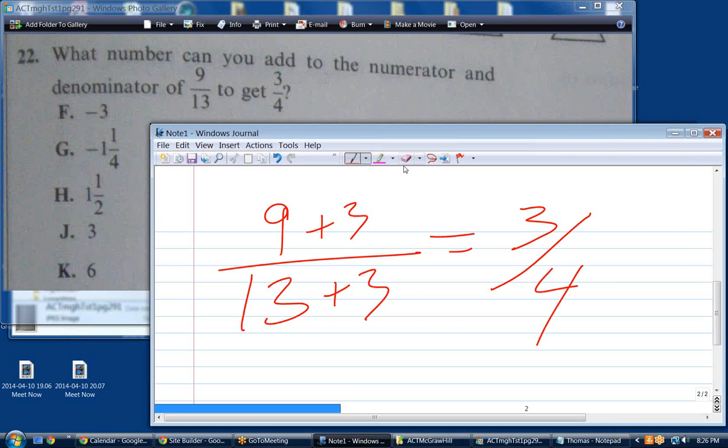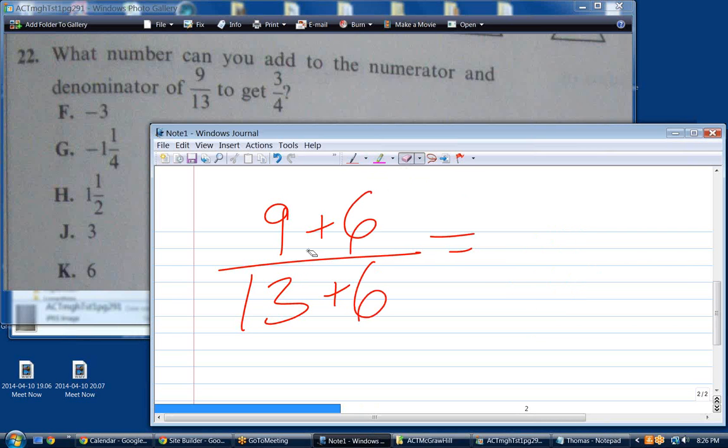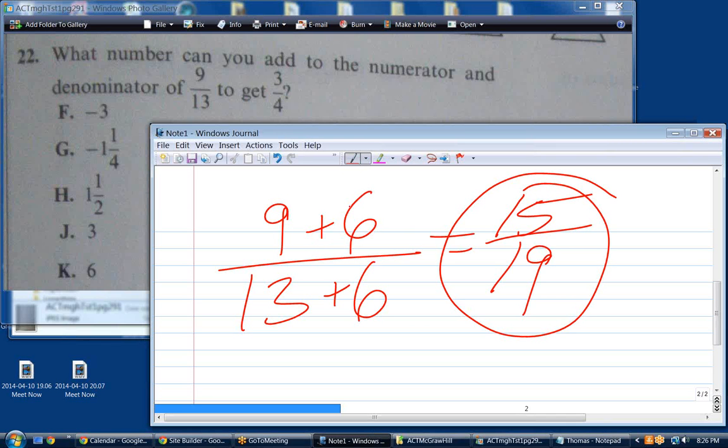In other words, if I add 6 and I don't get 3/4, does it tell me that I need a smaller number or a bigger number? Not really. Not that easy to tell. When I get 15/19, I don't know whether I need to add less or more. So in a way, this is not the perfect back solving problem, because you really don't get a feel when you try one of the numbers. You don't get a feel as to whether to go up or down.